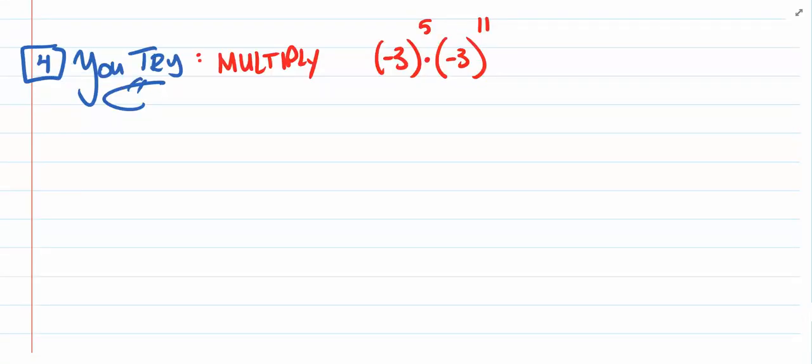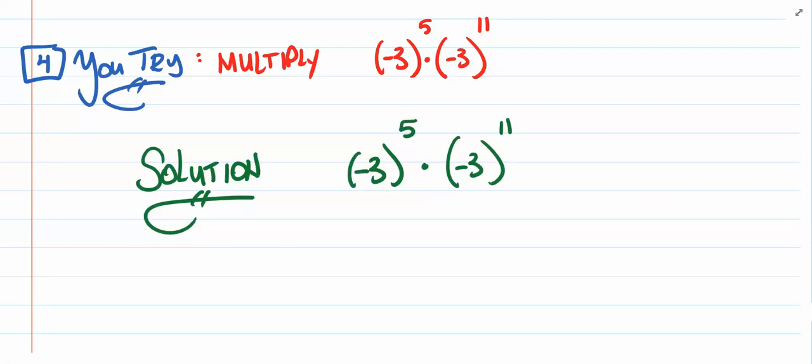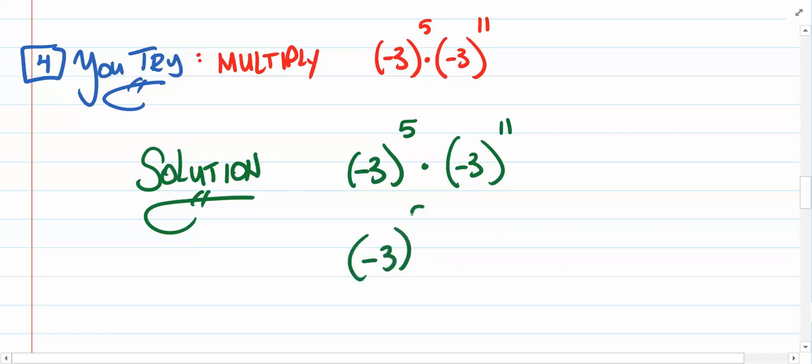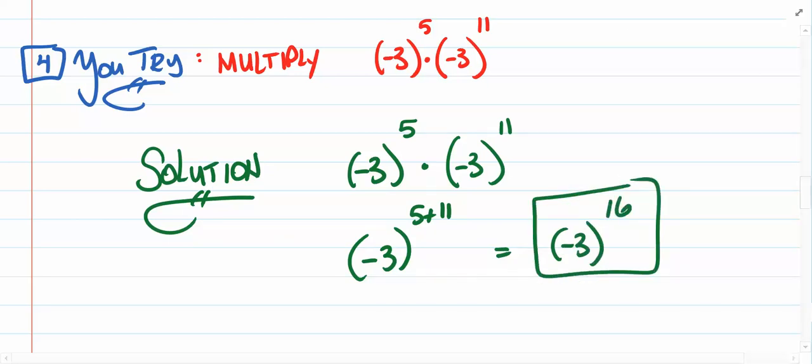Box number 4 is a you try. Go ahead and multiply negative 3 to the 5th multiplied by negative 3 to the 11th. Hopefully you got the right answer. If not, you should see that negative 3 to the 5th times negative 3 to the 11th is going to give us negative 3 to the power of 5 plus 11, which is going to give us negative 3 to the power of 16. That should be your correct answer.